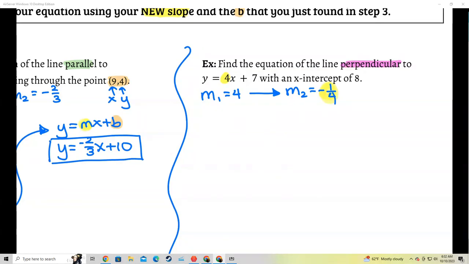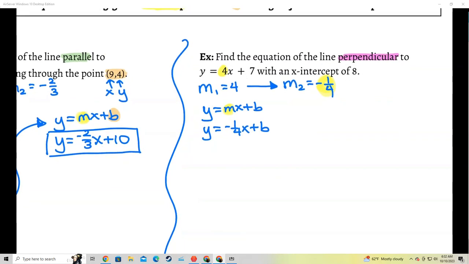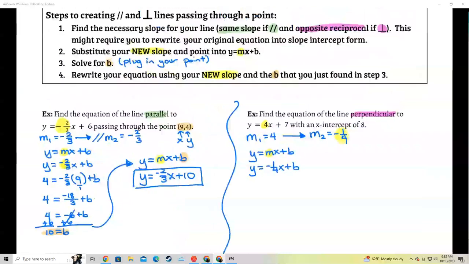Okay, next part. It says I want an x-intercept of 8. Let me go ahead and start writing my equation first. I know that I have y equals mx plus b, except now I know my slope needs to be negative 1/4. So let me write this as y equals negative 1/4 x plus b. All right, the second part, what step am I on? I'm on step 3. I already substituted my new slope into y equals mx plus b. Step 3 is I'm going to plug in my point, and then solve for b.